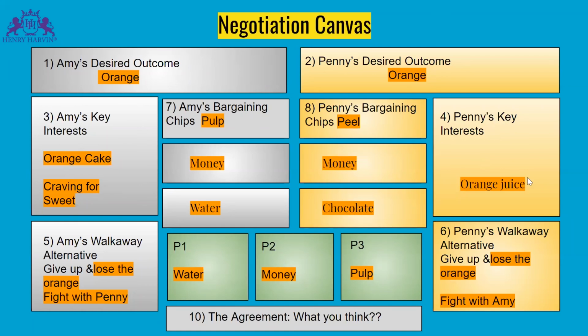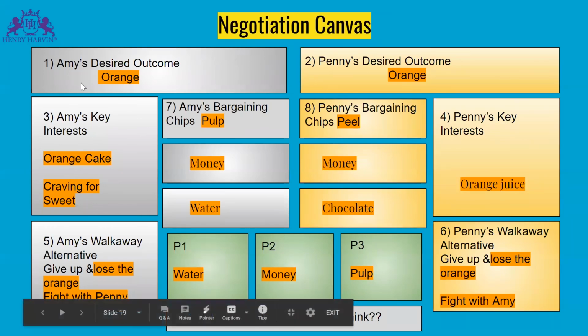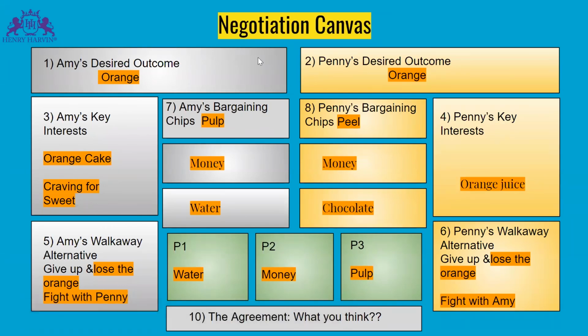Now Penny's key interests. Now Penny wants the orange because she wants to make the orange juice. And why does she want to make the orange juice? Probably because she's thirsty. Okay, is it clear so far? My key interest, your key interest. So both of them want the orange. That's the desired outcome. Now Amy's key interest. Now why does she want the orange, right? So basically the key interest goes by why do you want the desired outcome? So your main questions to go and fill in this detail would be why, and why.